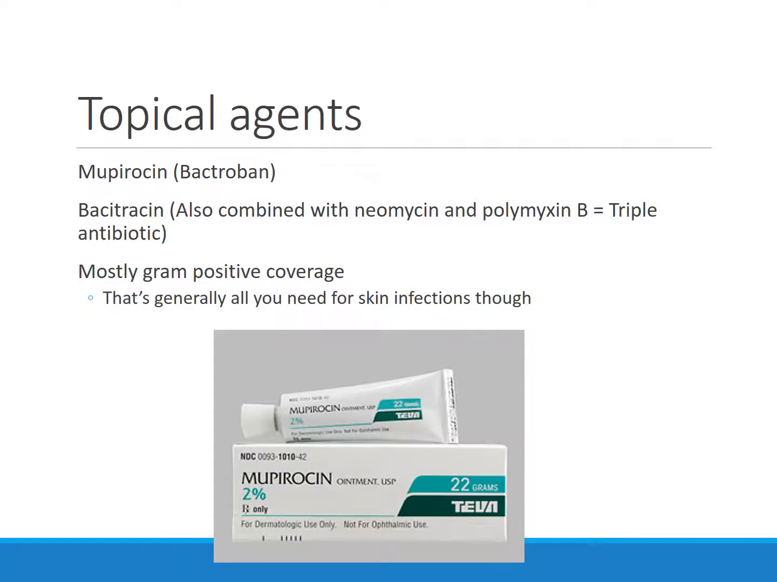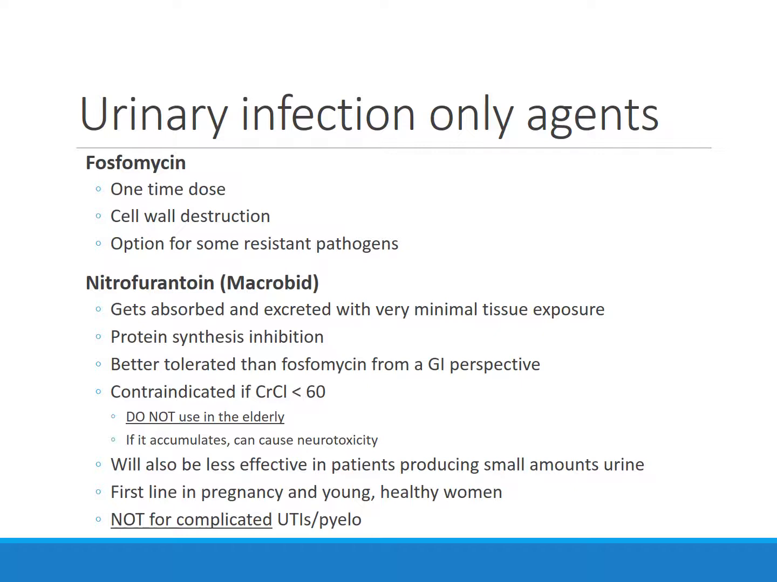Topical agents, mupirocin, bacitracin. Gram-positive coverage is really all these need. These usually cover pretty good for MRSA, streps, and other non-resistant staphs as well. Urinary tract infection only agents. Two drugs to talk about here.